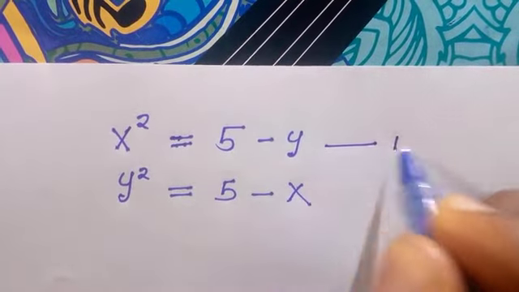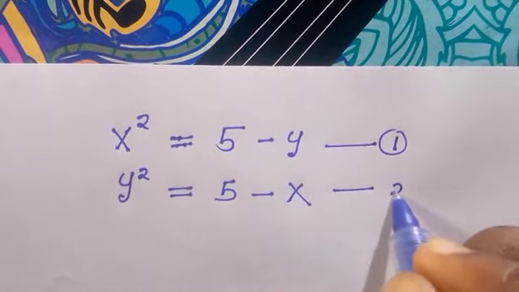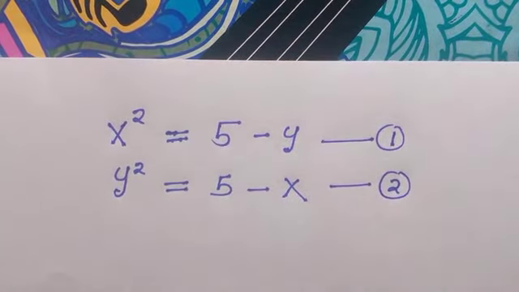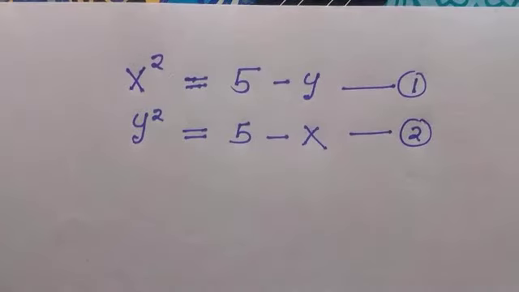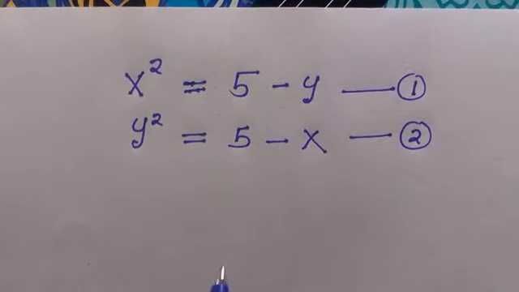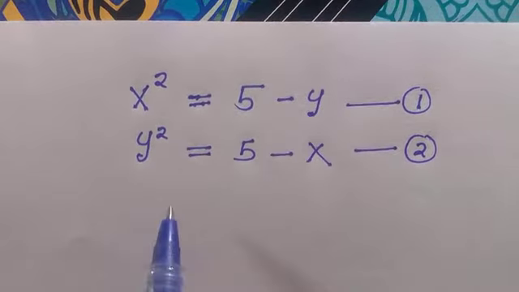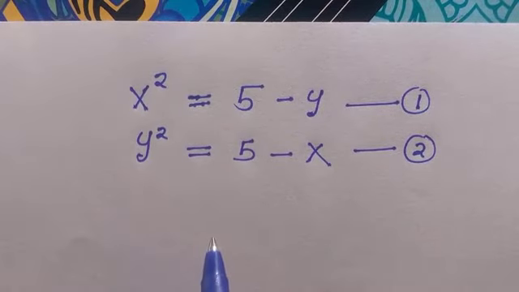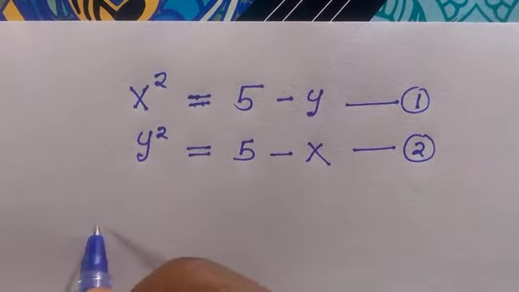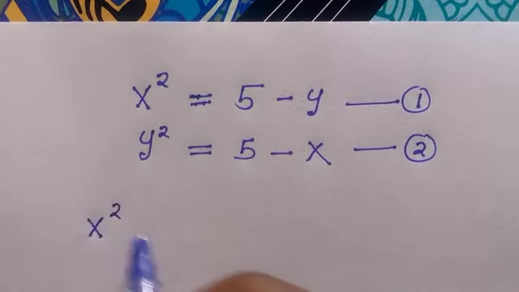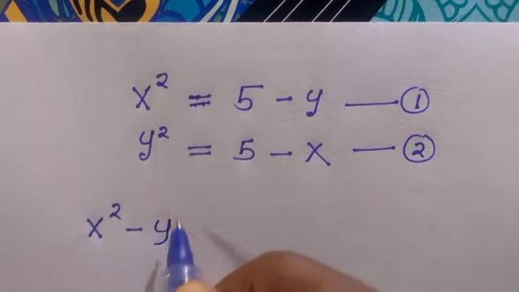If the first one is equation 1 and the second one is equation 2. On looking at this problem, making one the subject and substituting into the second would create a long problem to solve. So what we are going to do here is subtract these two equations. I'm going to subtract equation 2 from equation 1.